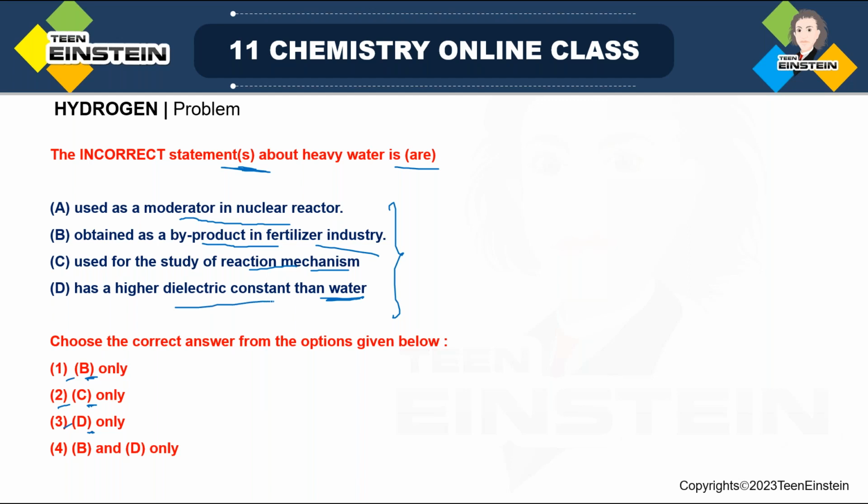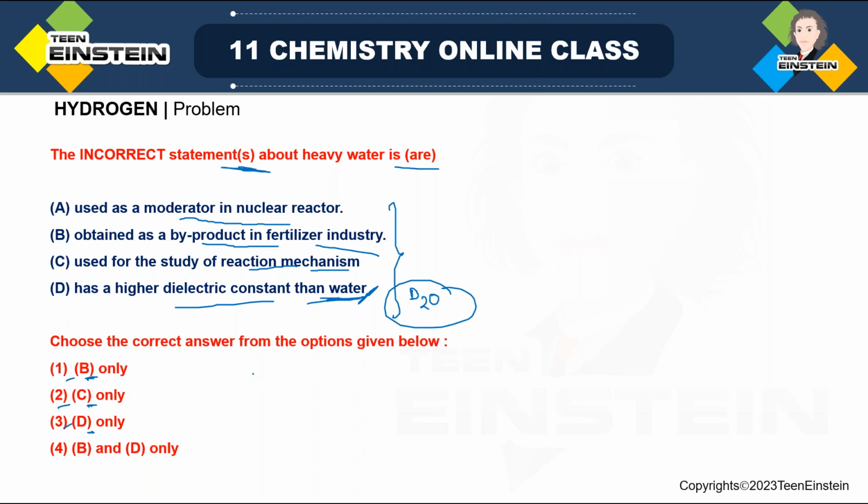So that is why I am saying again that the comparison table of physical properties of H2O, D2O, T2O, study that table very carefully, because related to that table you may get many questions. You can see that here. Dielectric comparison we have to do. Higher dielectric constant than water. That means D2O, is it having higher dielectric constant? No, it is not having higher dielectric constant.